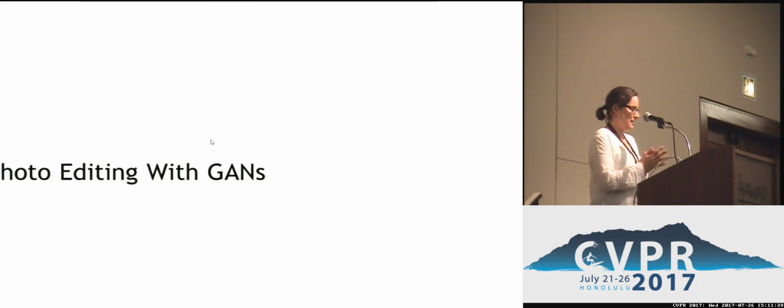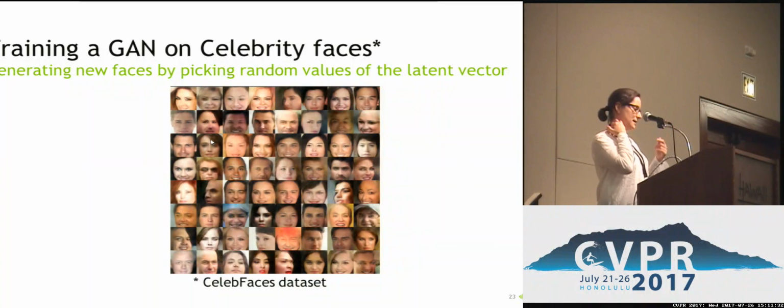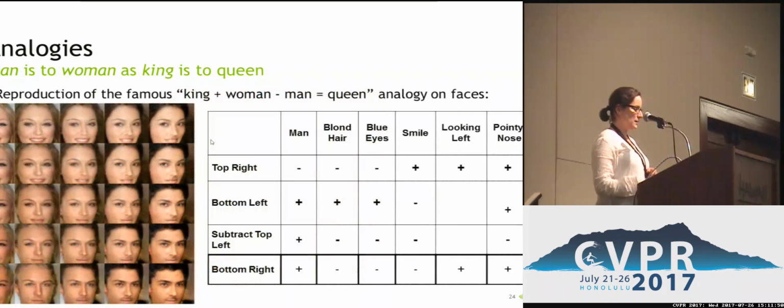Okay, next one. Photo editing with GANs. So for those of you that went downstairs at the expo floor yesterday on the booth, you might have seen a demo when we train a GAN on celebrity faces. And I'm just going to show you the whole process. And actually, what I want to show you is what happened in the latent space when we basically oscillate on the Z parameter in DC GAN.